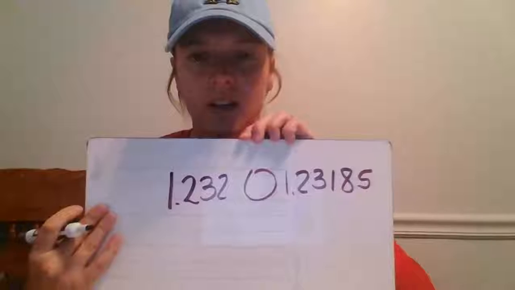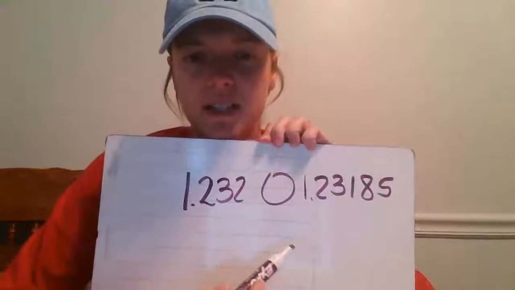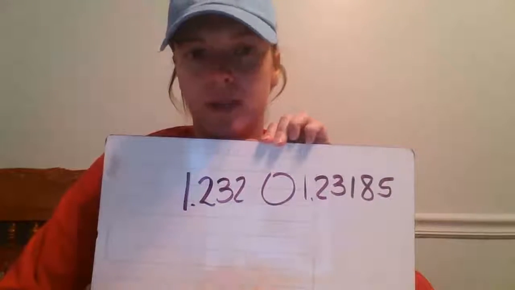Okay, so we just finished up example 3, so we're going to go on to example 4. And if you guys are following along, I'm on page 237. Okay, so in example 4, they want us to compare 1.232 compared to 1.23185. Okay, so we see that both of these numbers have 1.23 in them.